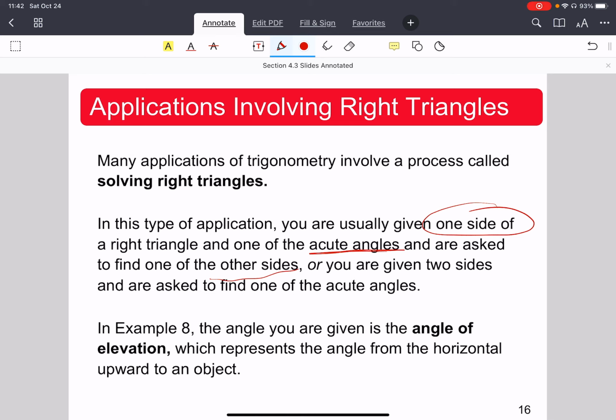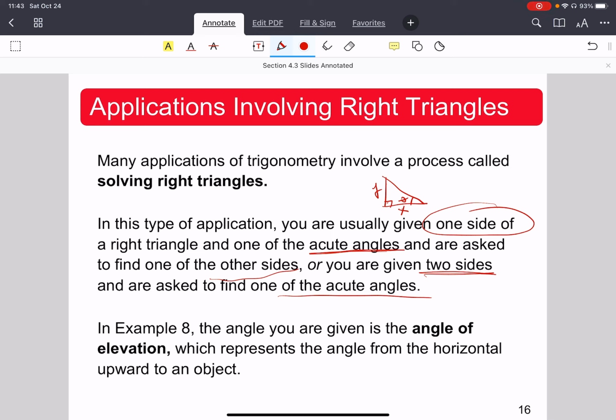You may have seen these problems before. I'm going to do one in this video pretty soon. But generally, you're given a side and an angle, or sometimes two sides, and then you're asked to find the angles. So you're generally given some angle, and sometimes side lengths like x and y, and depending on the situation, you're able to use them.